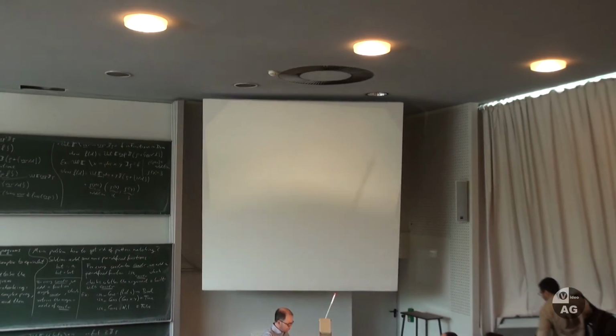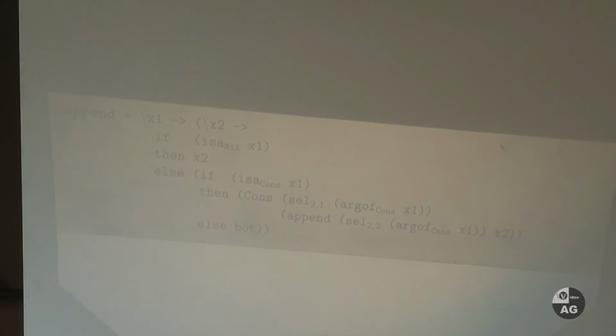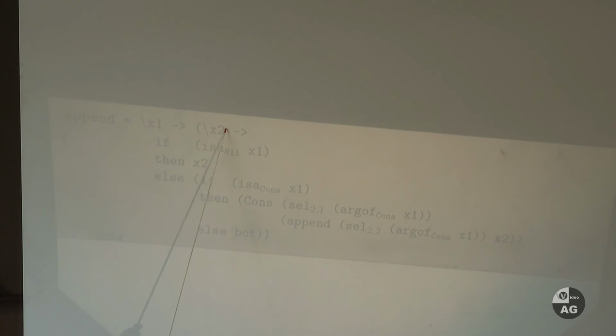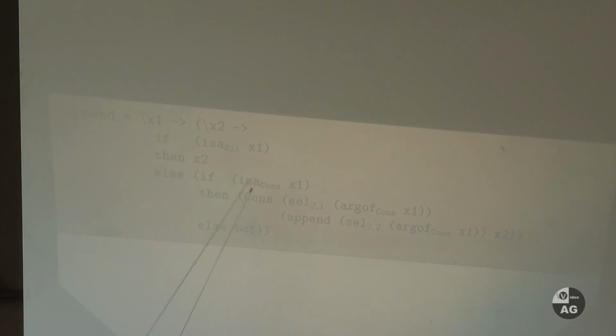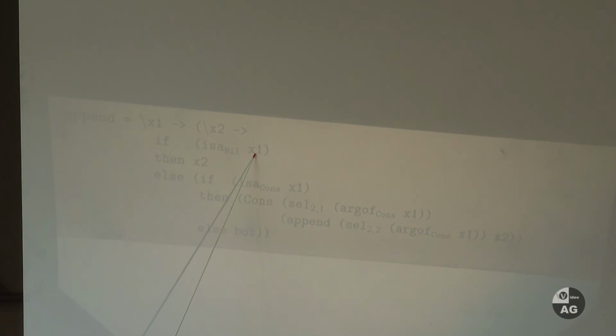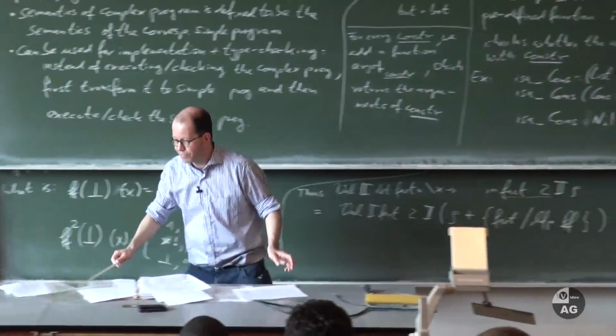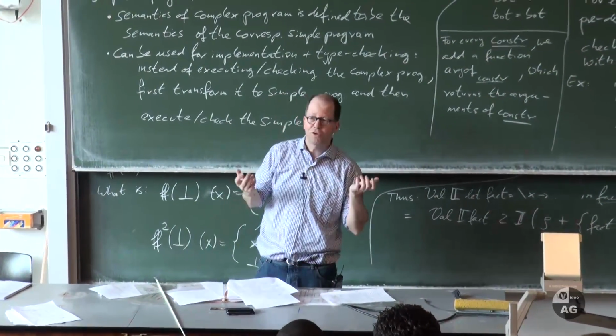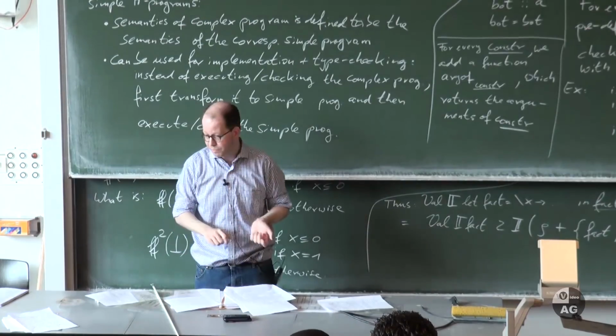So this will be automatically converted into a program which looks like this. And this does the same thing. And you can see how it works. It takes two arguments, the first list and the second list. And now instead of pattern matching, it uses these predefined functions isa and argof. So it checks whether the first argument is nil. And if not, it checks whether the first argument is built with cons. And if it's built with cons, it uses this argof to extract the arguments of cons. How this works in detail, we will see in the next lecture. But this gives you a little flavor of it. And the main message is you can convert every complex Haskell program into a simple one.